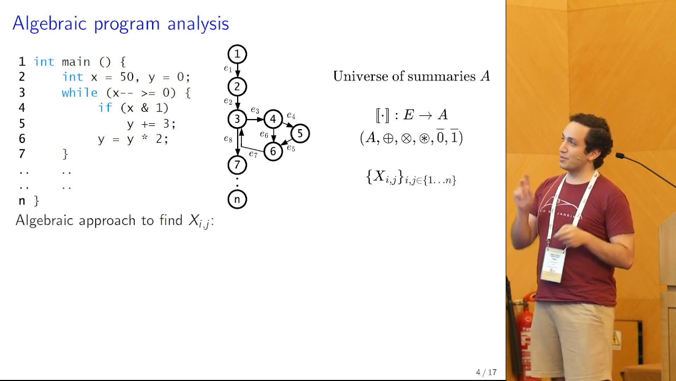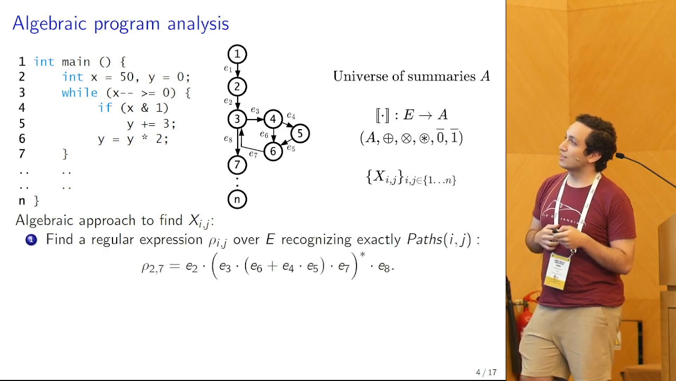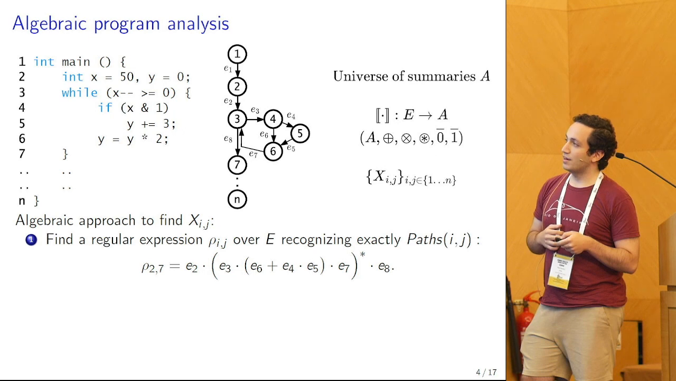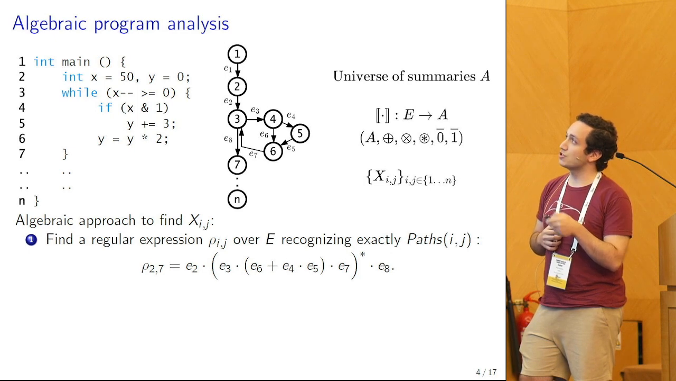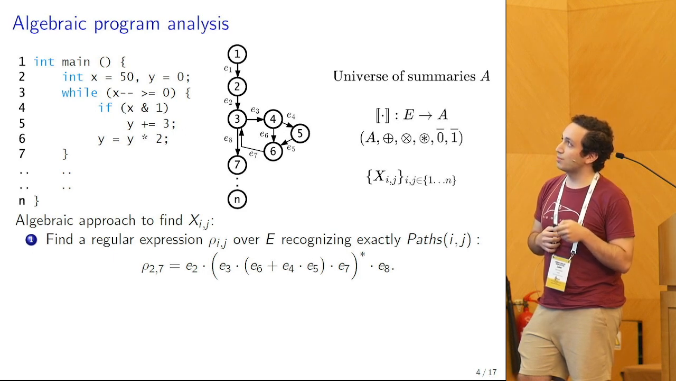Here's the algebraic approach to compute such values. Suppose we want to compute x_ij. We first generate a regular expression over the alphabet. Its alphabet is the edges of my control flow graph, and we want that regular expression to recognize exactly the paths from i to j. For example, here, if we consider nodes 2 and 7 in this graph, this is a regular expression recognizing all paths from 2 to 7.